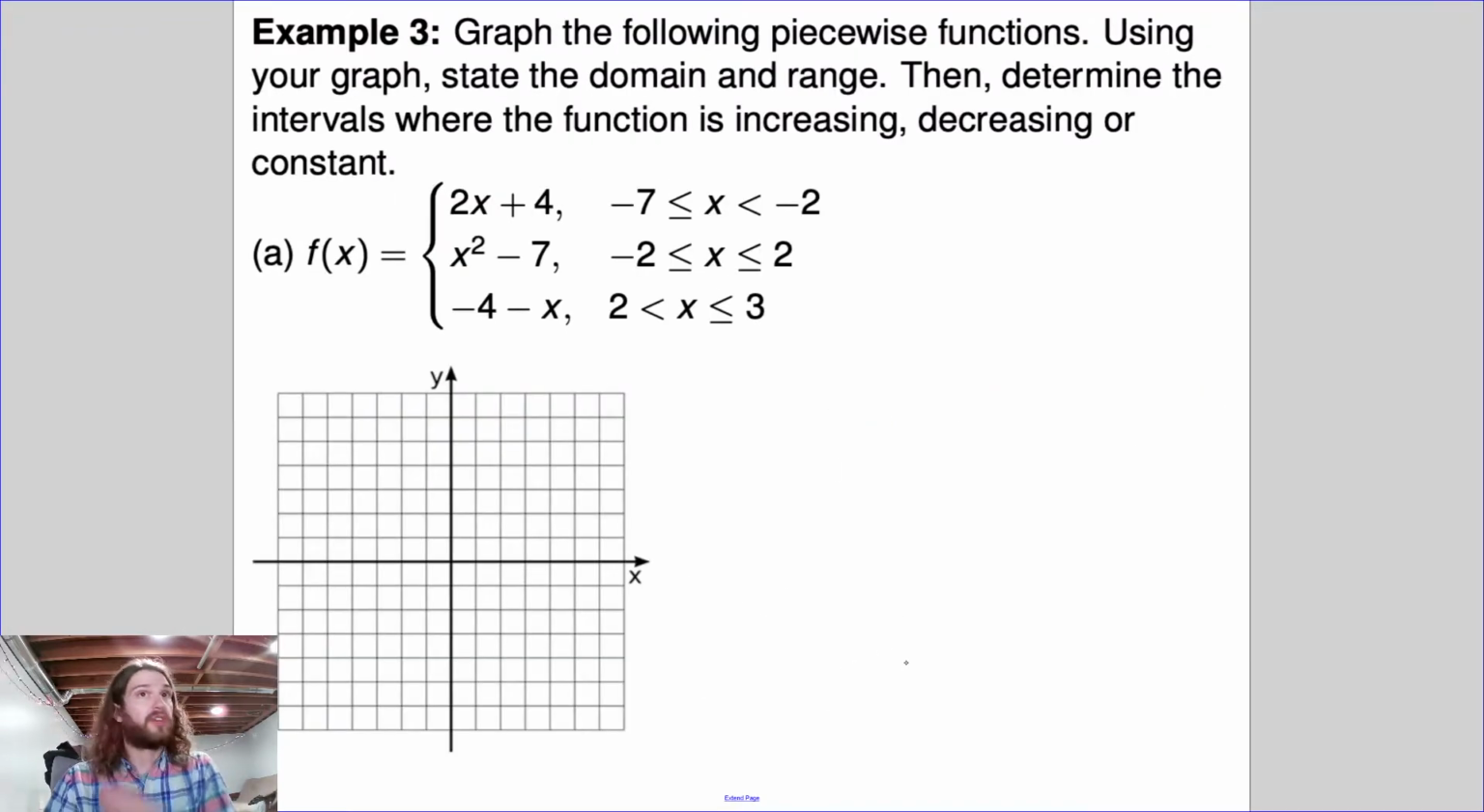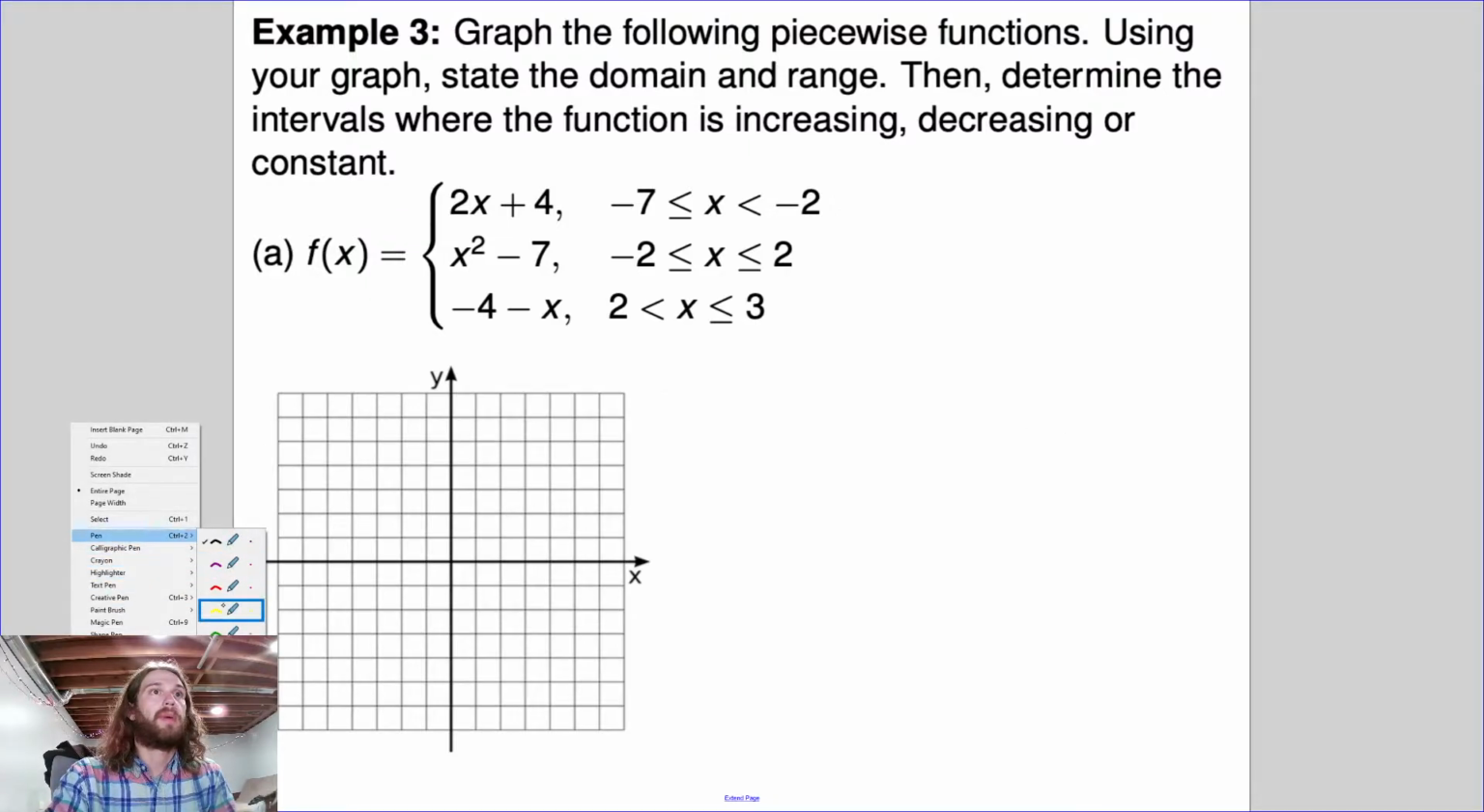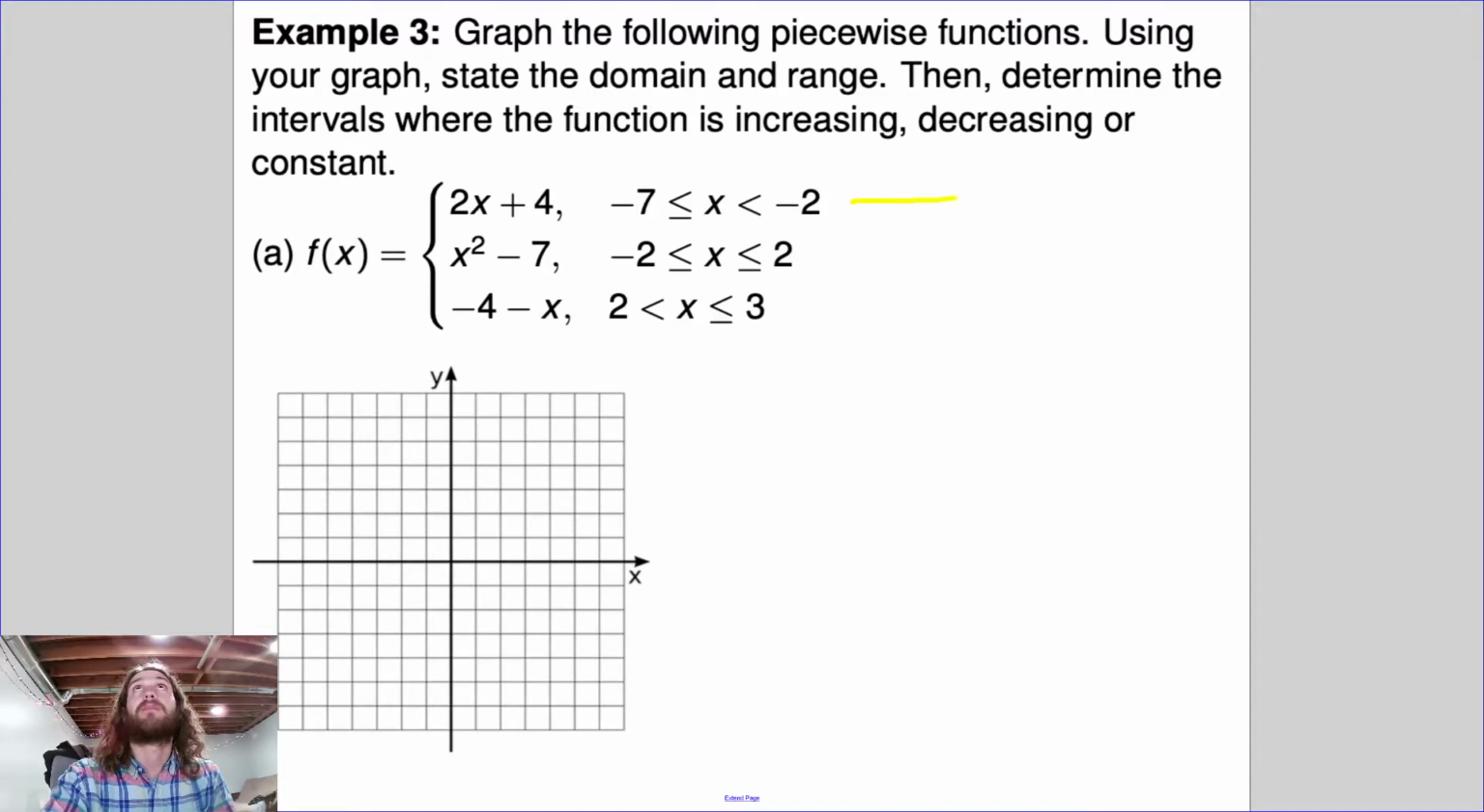Okay, let's crank up the heat a little bit. This one's a little more challenging. Let's do our boundaries first. So there's lots of boundaries. What I would recommend is that you look at each function one at a time and go from there. So the first function is from negative 7 to negative 2. So negative 7, our boundary is right here.